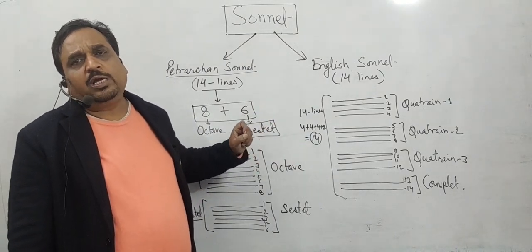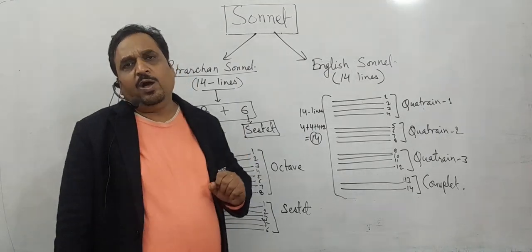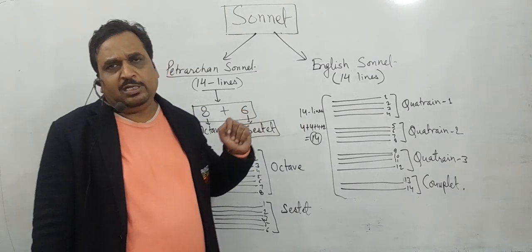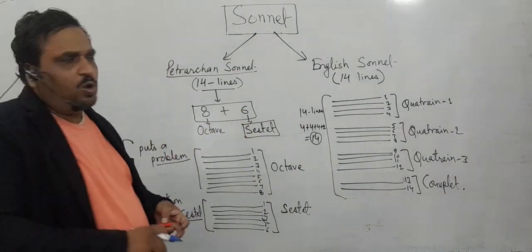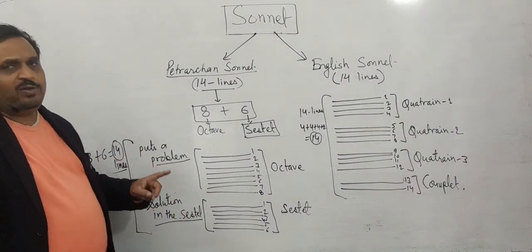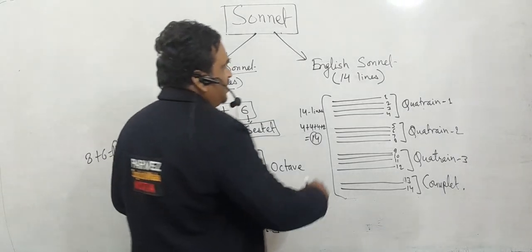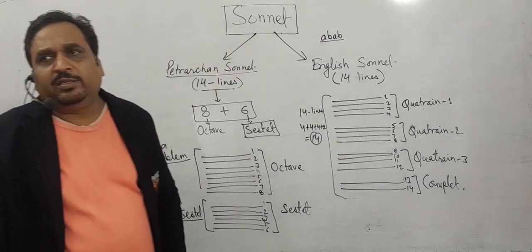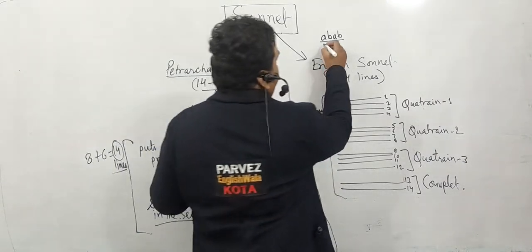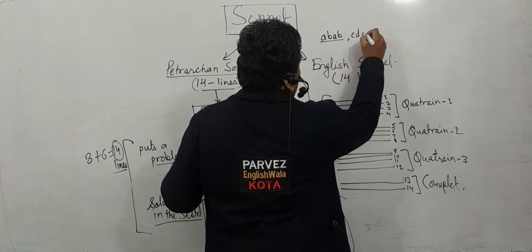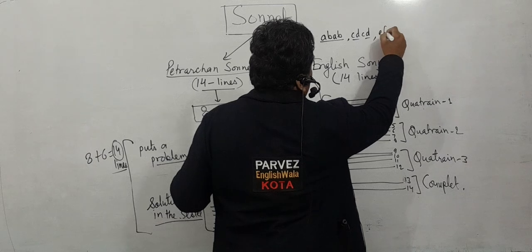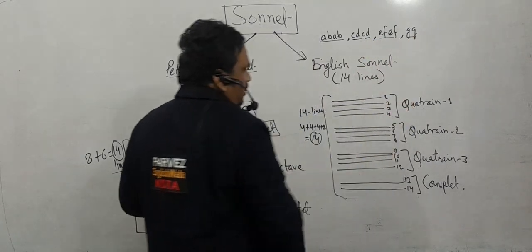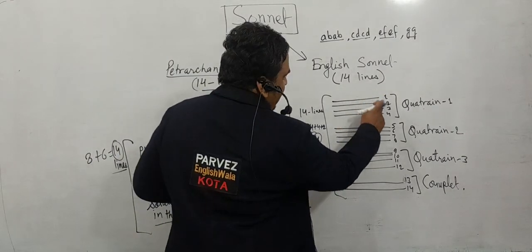Now let us see what is the basic rhyme scheme of these two sonnets. What rhyme schemes follow these two types of sonnets? Let us see here. Firstly, we talk about the Shakespearean sonnet. The rhyme scheme here may be AB, AB. This is the first quatrain that we see here. Now CD, CD. Now EF, EF, and now G, G. So this is the rhyme scheme. So we may just add here the rhyme scheme.